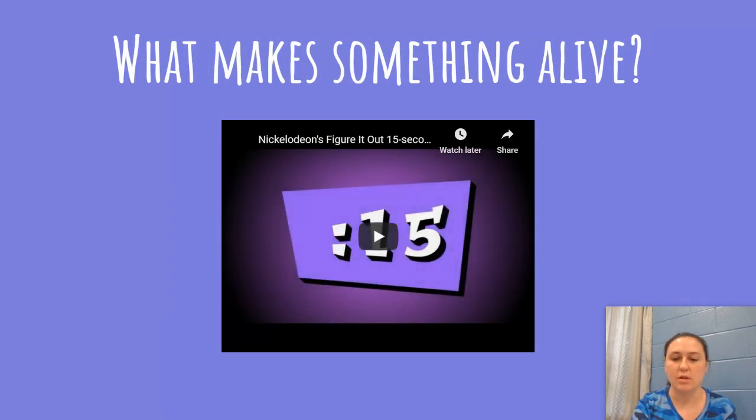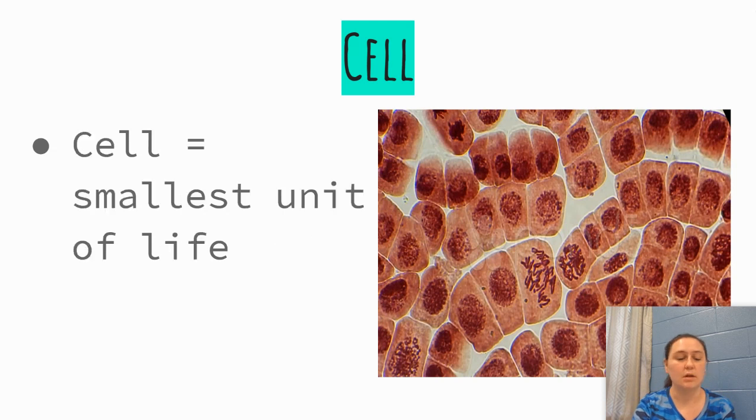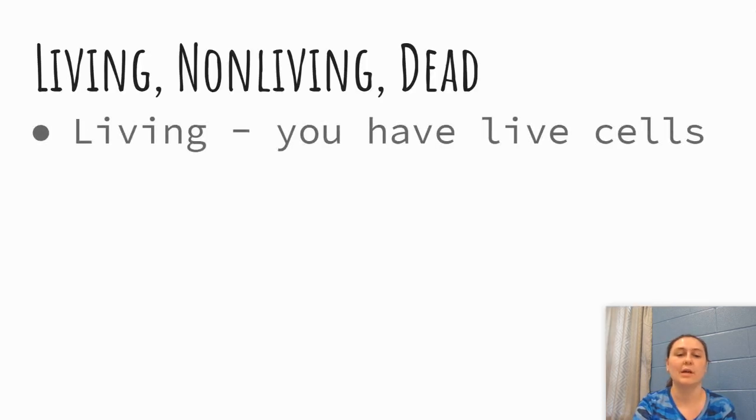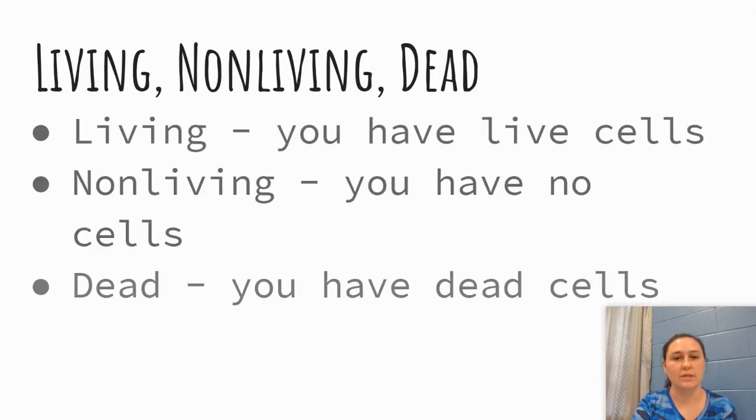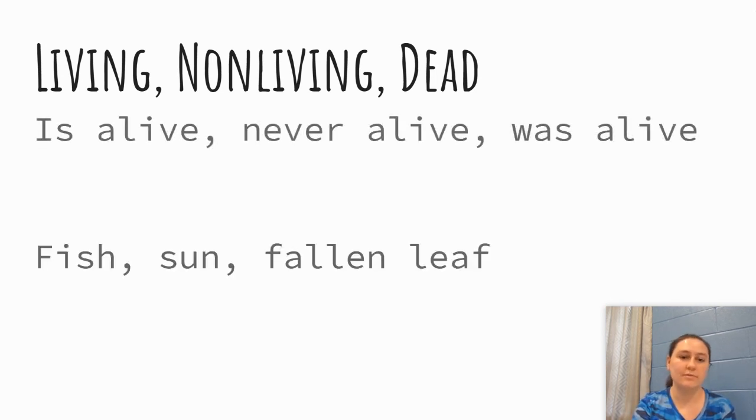So first we started out talking about what makes something alive. Got you started thinking about that. We mentioned cell. Cell is the first characteristic of life. That's the building block of life. It's the smallest unit of life. We talked about the difference in living, non-living, dead, where you are alive, you were never alive, you were alive.